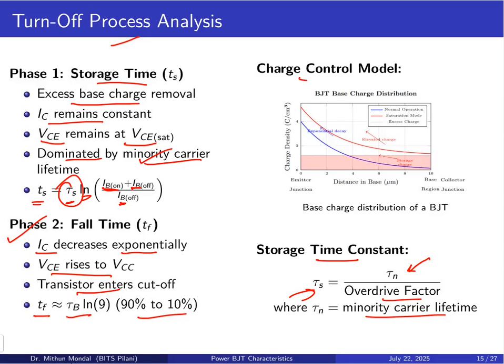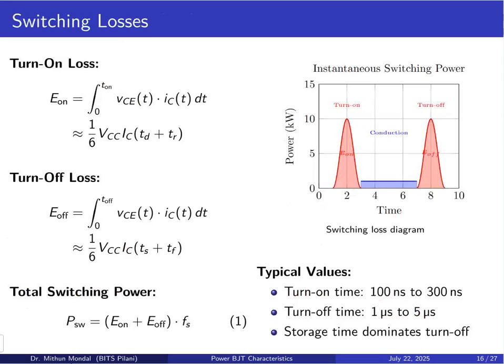So this is the charge control mode, where you have the base charge distribution of a BJT from its emitter junction and the base collector junction. Depending upon the total thickness of the base, you will have the charge density, which is again exponential in nature. So what is the normal operation, what is the saturation mode, and what is the excess charge which is present and needs to be removed is shown in this figure.